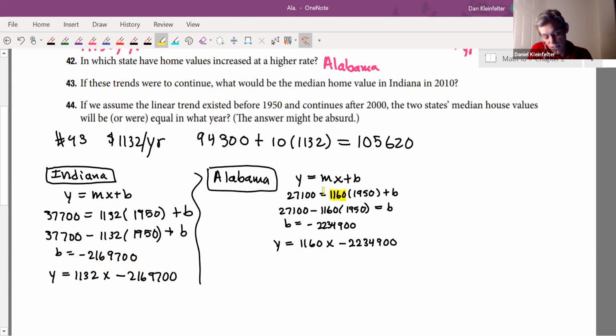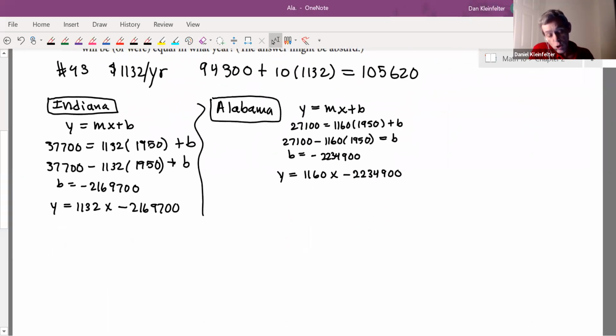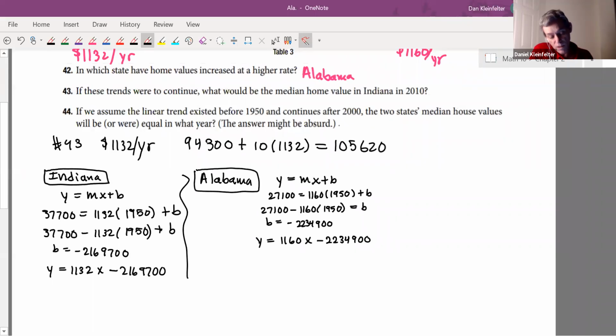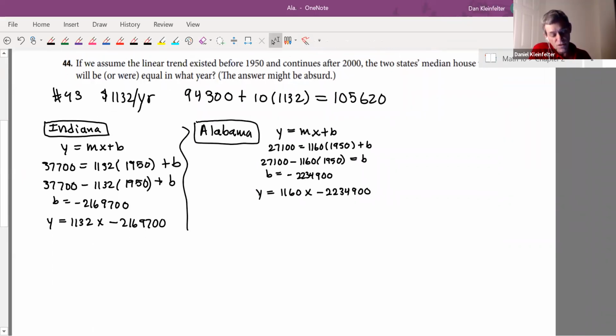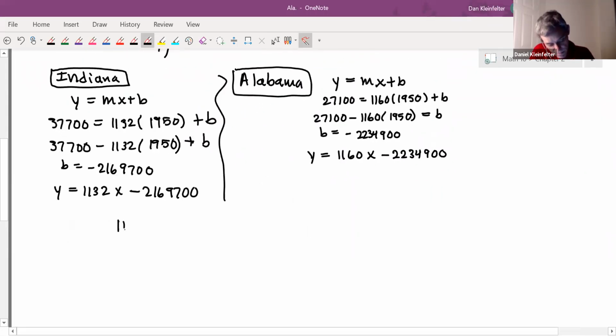Then we proceeded in a similar way for Alabama. The rate of change for Alabama was $1,160 per year. And then we knew that in 1950, the median home was $27,100. So I put that in there, in for X and Y respectively, and then algebra to solve for B, and then assembled that all again to give us a formula for the median home value in Alabama as a function of time. So then finally, the question is, we want to know what year would cause these two values to be the same. So essentially, we'll just set these two equal to one another.